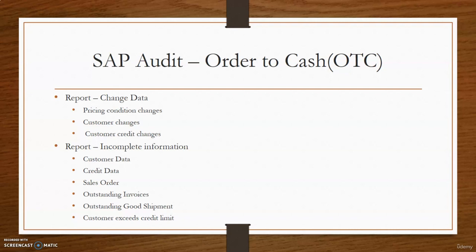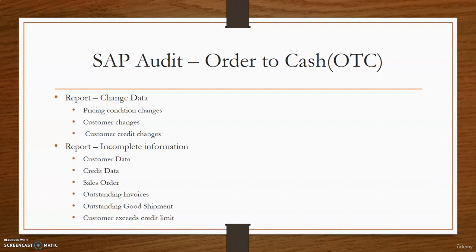audit. There are some reports that we can refer to look for change data and incomplete information. That would be very helpful for auditors as well as for us if we want to do improvements in our system. So the first is pricing condition changes.